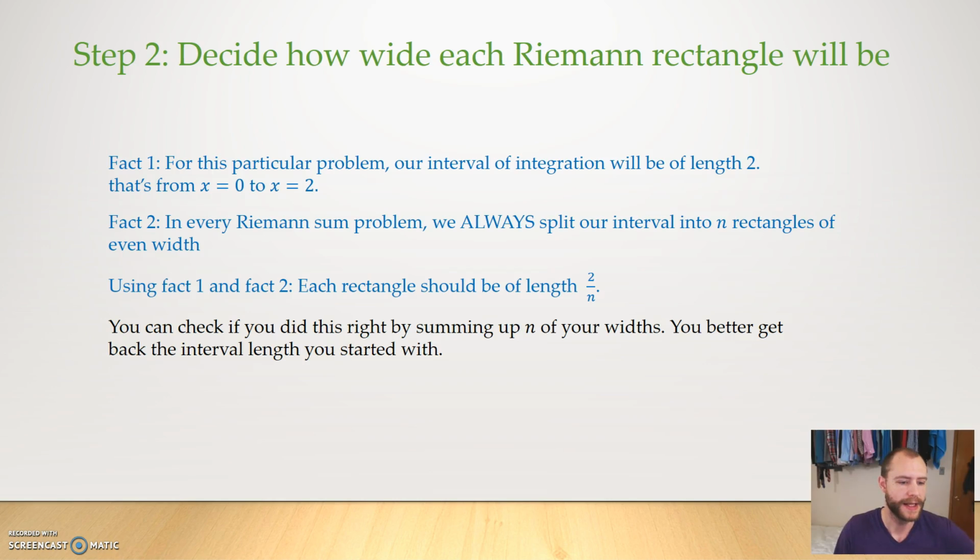Sweet. You can check if you did this right by summing up n of your widths. You better get back the interval length you started with. So we started with 2, we split it up into 2 over n. If we add up n of those, that's like 2 over n times n. The n's would cancel, giving back 2, which is exactly what we want. Phew.